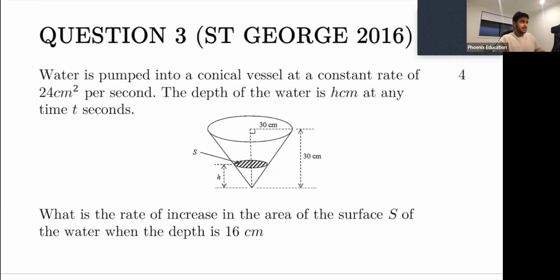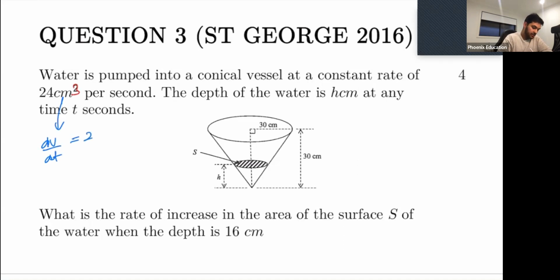Okay, let's start to go through this. So this is a cone style question. Cone style questions usually use similarity. So we'll see how that will play in later. So water is pumped into a vessel at a constant rate of 24. So this should be cubed actually per second. So this is actually our dV on dt.